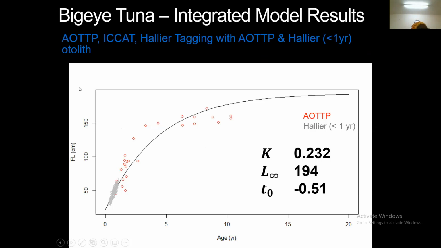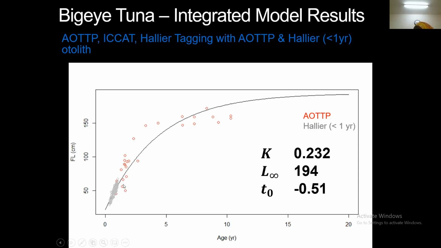And these are results from the integrated model. This is using tagging data from AOTTP and ICCAT, and Hollier's tagging data, and then hard part data from AOTTP and Hollier, although following the advice of not using daily readings for greater than 1 year. For the Hollier data, we have truncated it to only include those otoliths that had daily age readings that were 1 year or less.